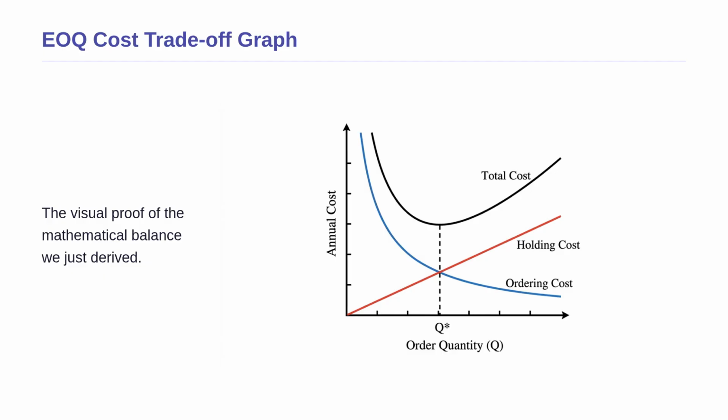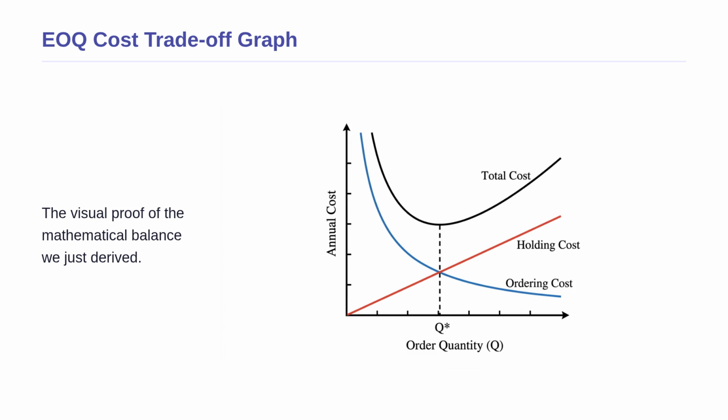This brings us to a visual representation of what we just did. Look at this graph. The horizontal axis is the order quantity and the vertical axis is the annual cost. The red line shows holding costs rising steadily as you order more. The blue curve shows ordering costs dropping as you place fewer orders. The black U-shaped curve is the total cost.